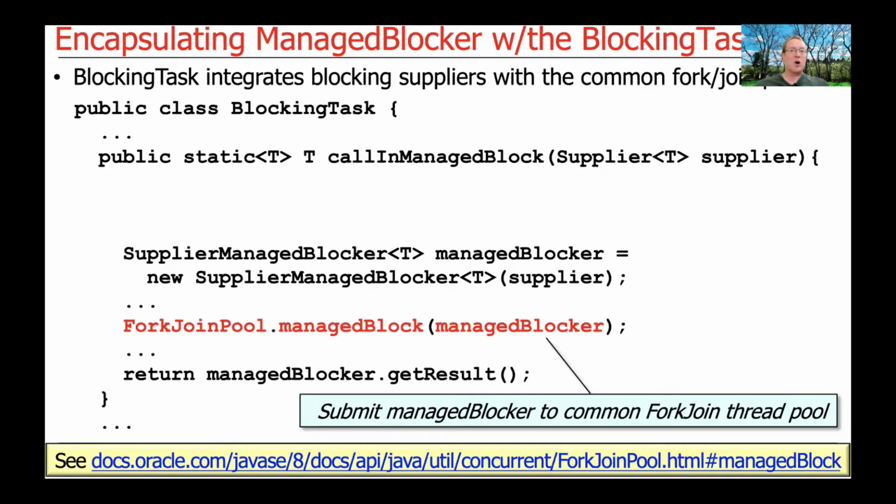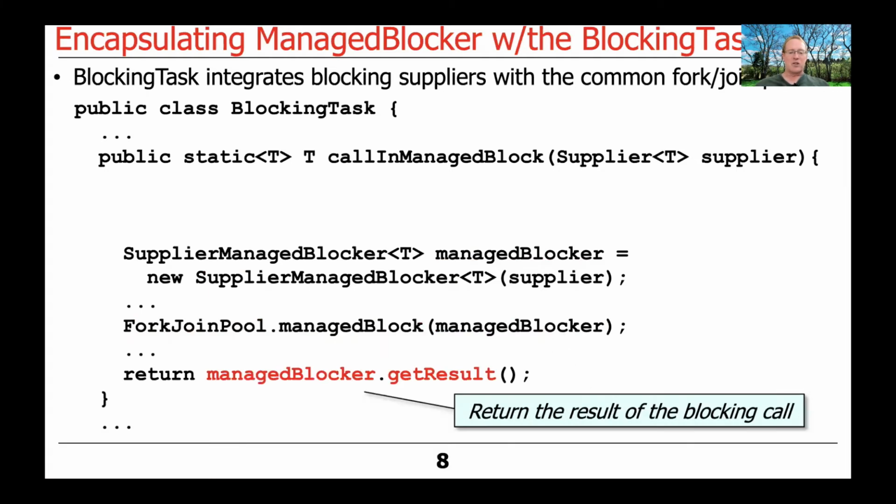So the nice thing about this is we no longer, as application developers, have to know or care anything about how the ManagedBlocker interface is working. We are just going to pass in a supplier, and we'll let the details of this wrapper class handle all the implementation issues. So that's going to submit the ManagedBlocker to the common fork join pool. And then the last thing we're going to do here, after managedBlock returns, in other words, after we've finished the computation, is get the result from the ManagedBlocker object. And so that will actually get the result and return it. And that'll come back as type T, whatever the type is that we're going to be getting as a result of doing this callInManagedBlock method.